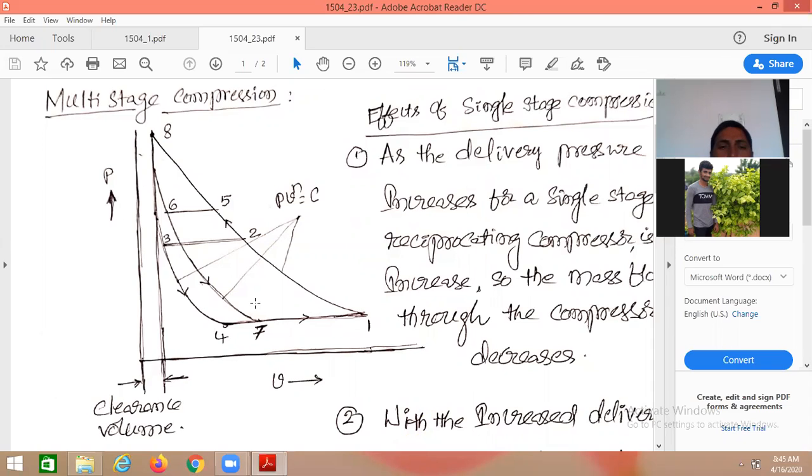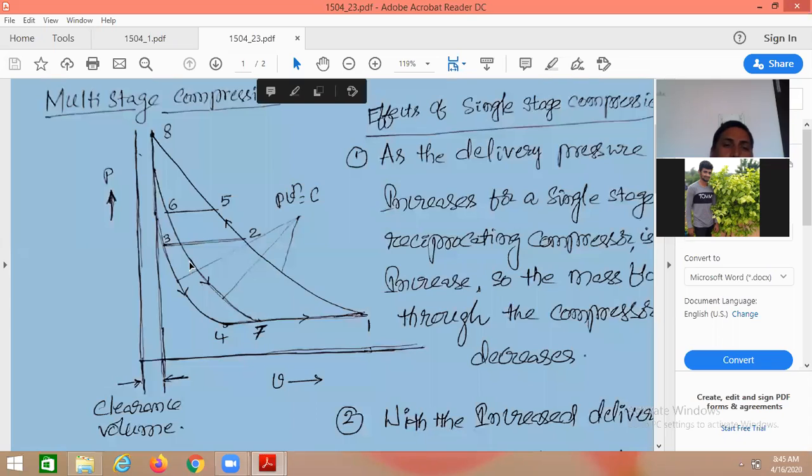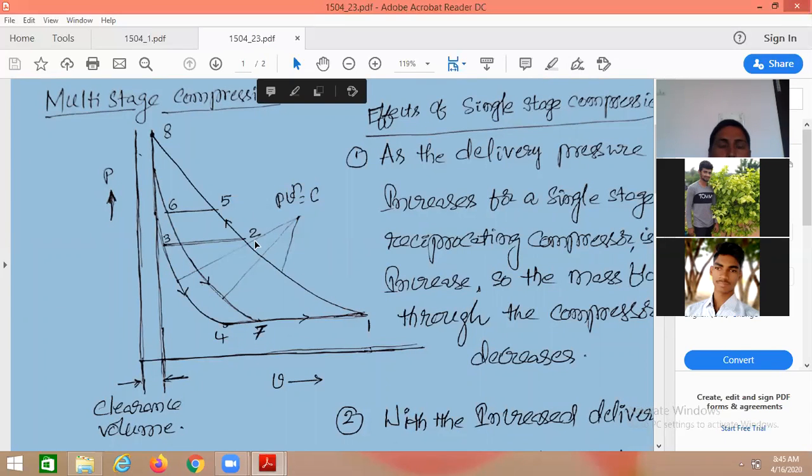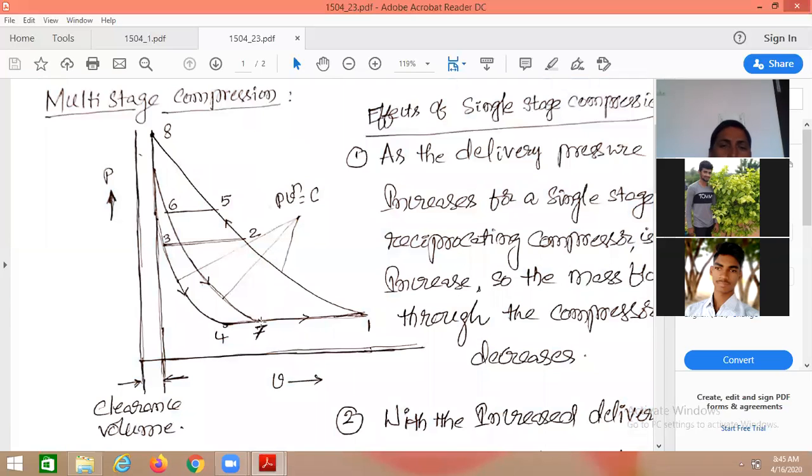For the first case of 4 bar pressure, that is the cycle consisting of 1, 2, 3, 4. When the pressure is raised to 6 bar, that is the cycle consisting of 1, 5, 6, 7. When increased to 8 bar, that is the cycle 1, 8, 7, 1. In all three cases, we are not altering the clearance volume, whether 4 bar, 6 bar, or 8 bar compression. So what have you observed in this diagram?